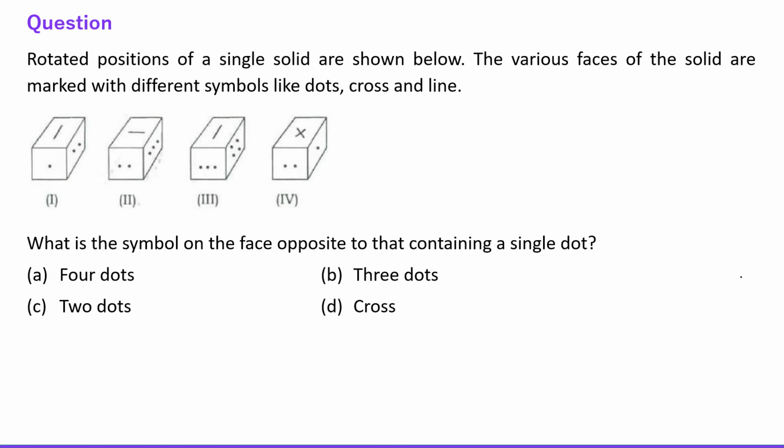Next question says, rotated positions of a single solid are shown below. The various faces of the solid are marked with different symbols like dot, cross and line. What is the symbol on the face opposite to the face containing a single dot?